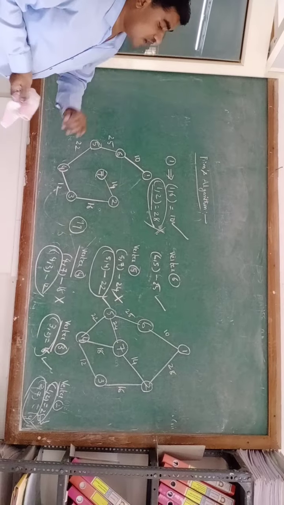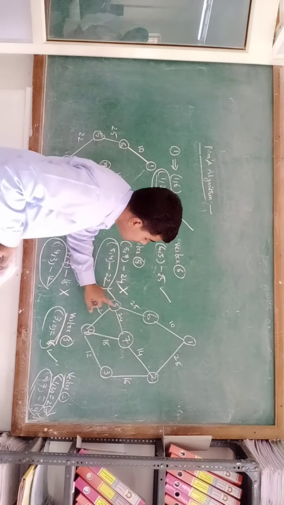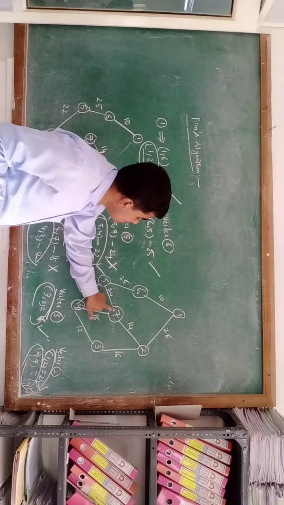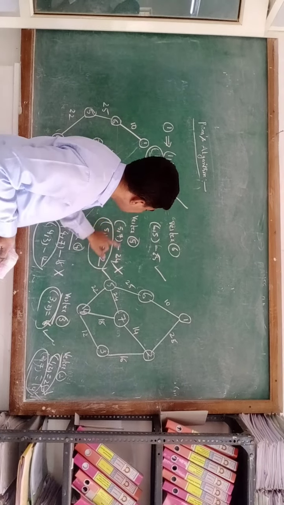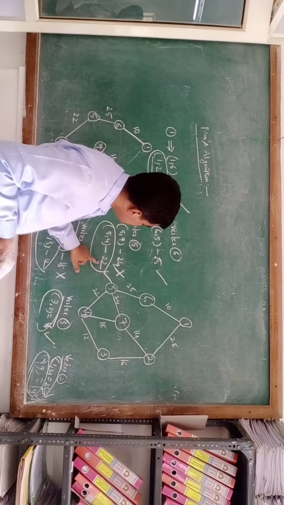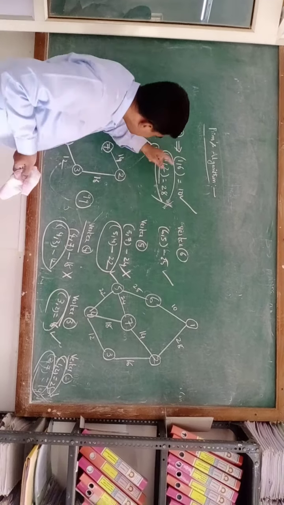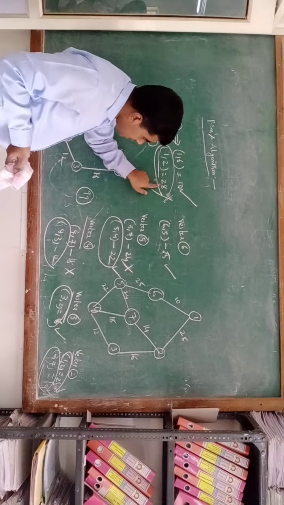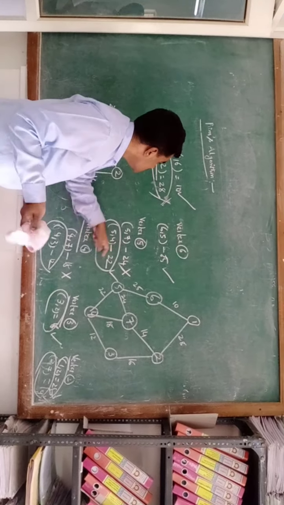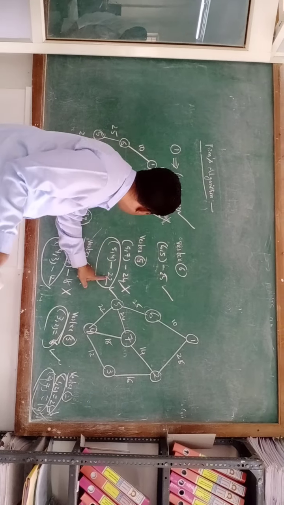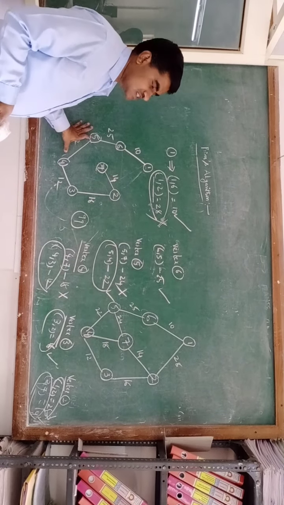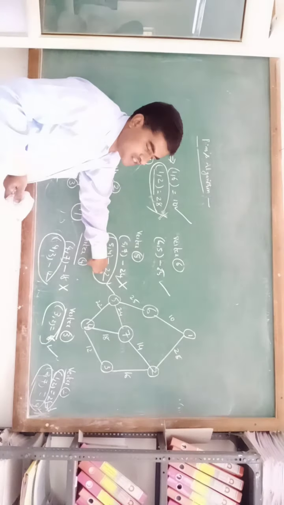For vertex 5, what are the corresponding edges? 5 to 7 is there, 5 to 4 is there. 5 to 7 is 24, 5 to 4 is 22. So from now we have to compare: vertex 1's 28 is remaining and these two are remaining. Which one is minimum? 22 is minimum and it is not forming any cycle. So we proceed with this one.